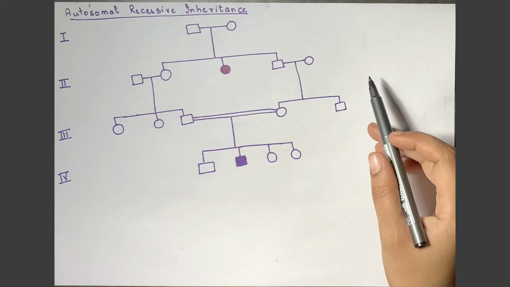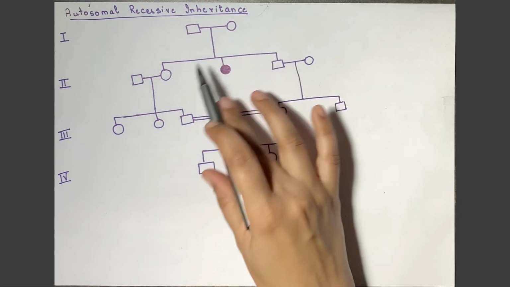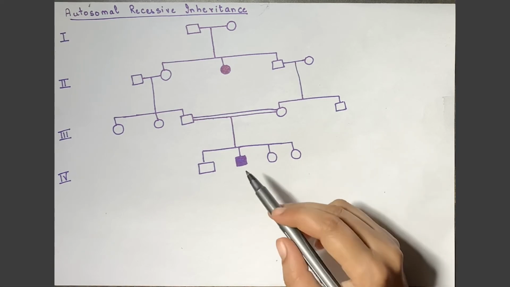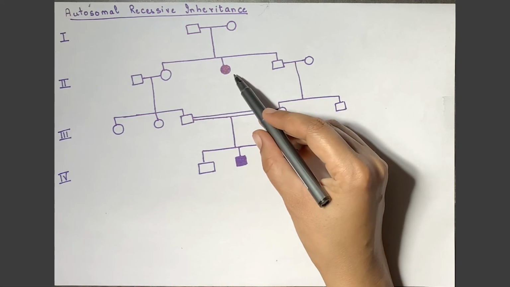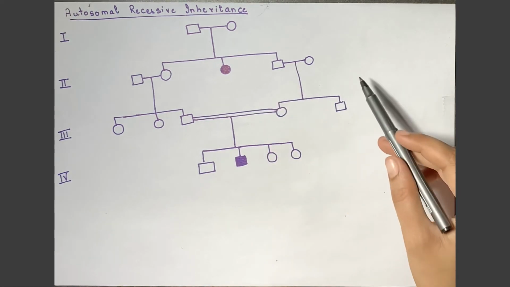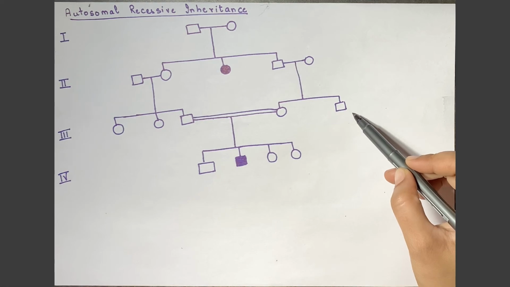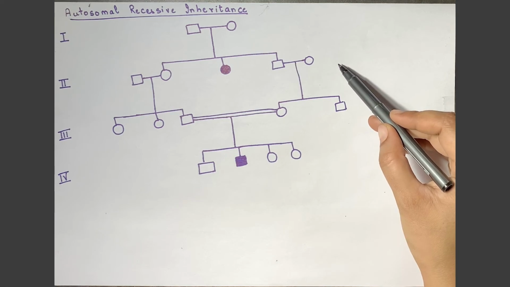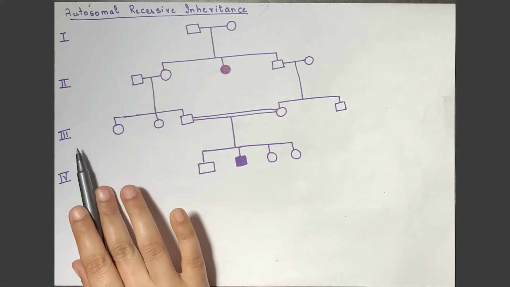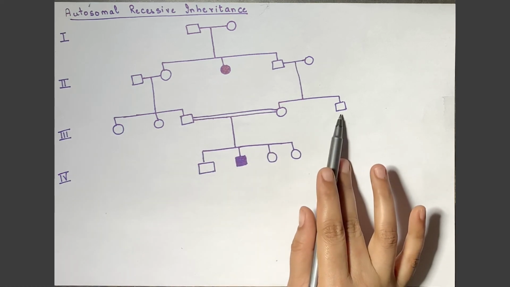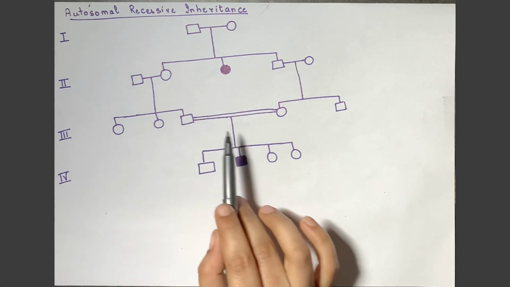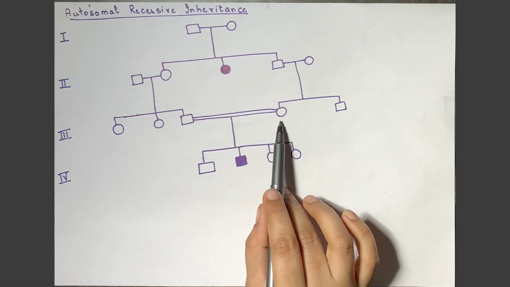Autosomal recessive mode of inheritance. This is a pedigree showing a typical autosomal recessive mode of inheritance. In this pedigree, males and females are equally affected. There is skipping of generations. We find affected individuals in the second generation as well as in the fourth generation, but no one is affected in the third generation. We find that the offspring is affected but none of the parents is affected. This is a typical feature of the autosomal recessive mode of inheritance.